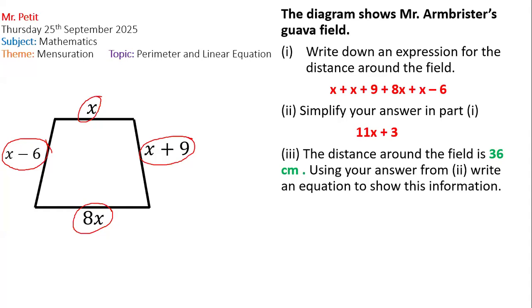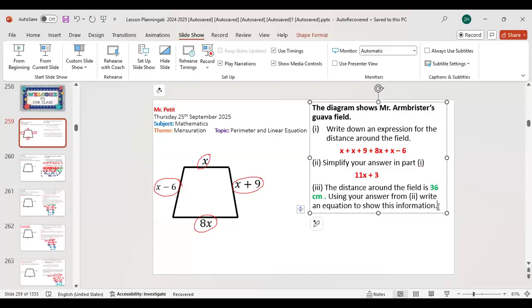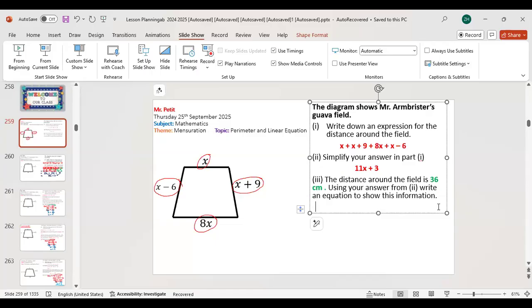Very good. So we're going to write the equation to show this information. Anyone want to help me with number 3? How are we going to get number 3? What are we going to do? We're going to write an equation, and the equation has an equal sign. So what are we going to do for number 3? 11x plus 3 equals 36. Say it louder, because I hear you saying the right thing.